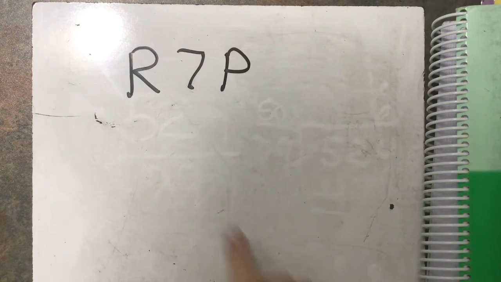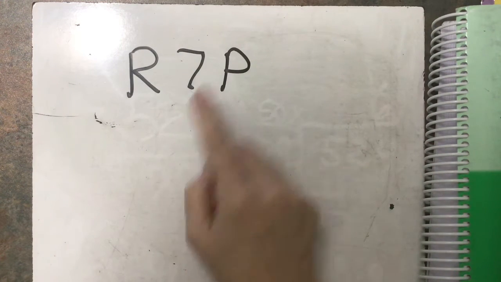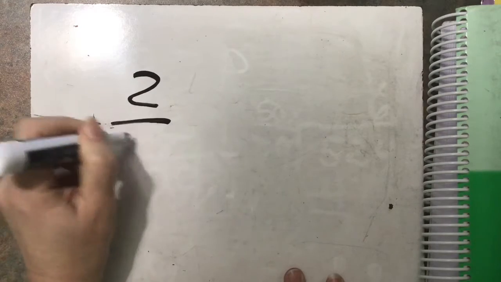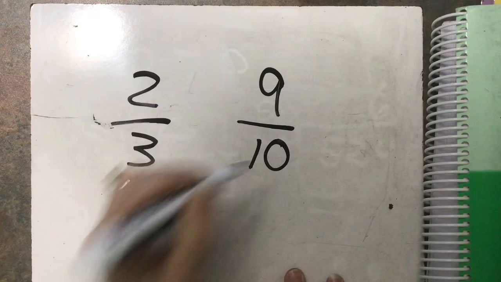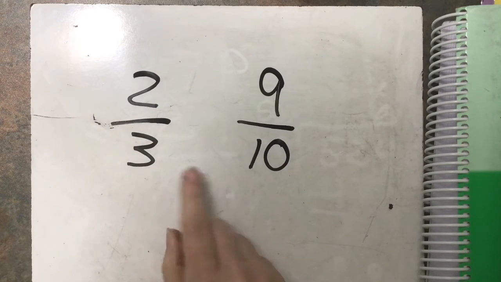Okay, here is skill code R7P. So if you need some help with finding common denominators, this is what we're going to be working on. So 2/3 and 9/10 is the one that IXL has just given me, and I have to find a common denominator.